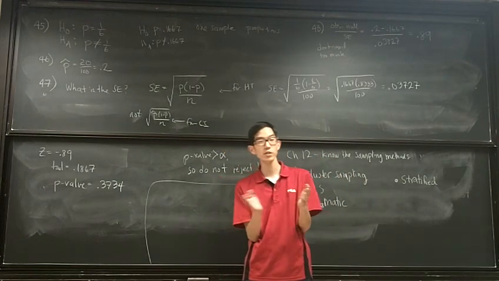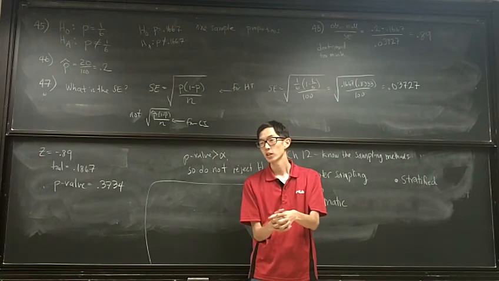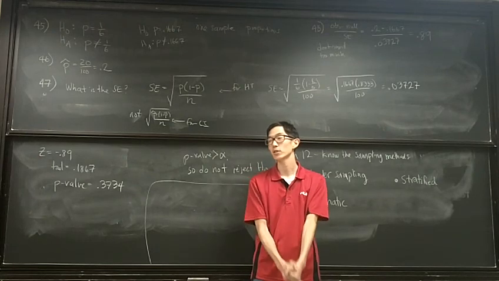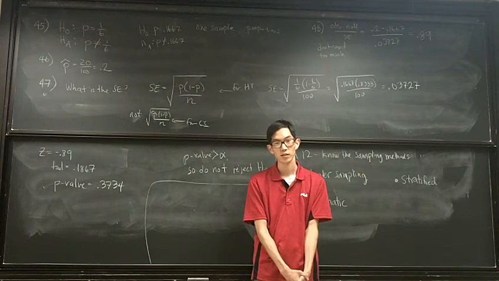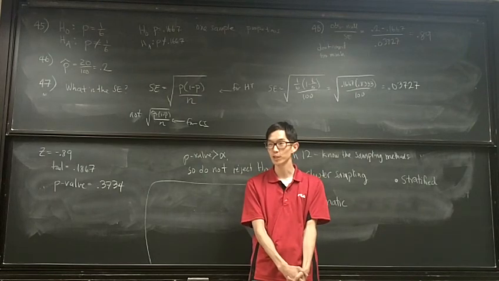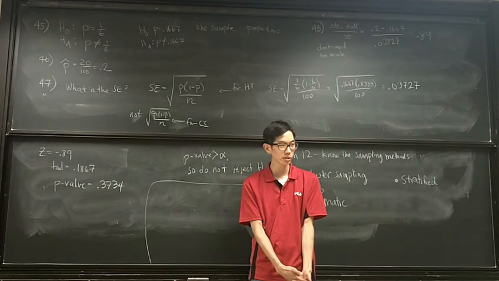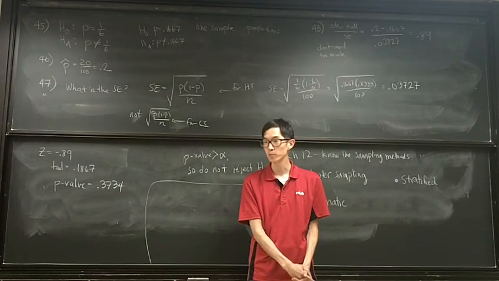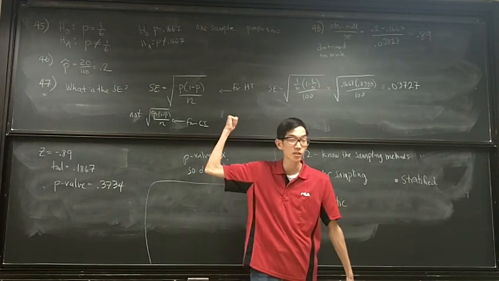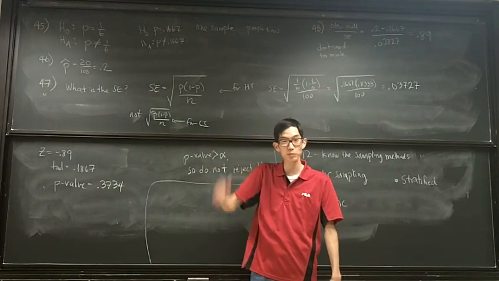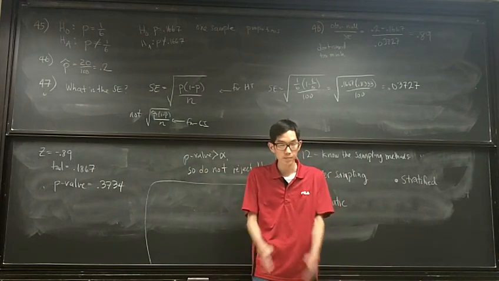Can you have a standard deviation for a categorical variable? No, there's no standard deviation for a categorical variable. Standard deviation only exists for numeric variables. That's how we can tell: if we see standard deviation in the problem, we know it's a numeric variable.